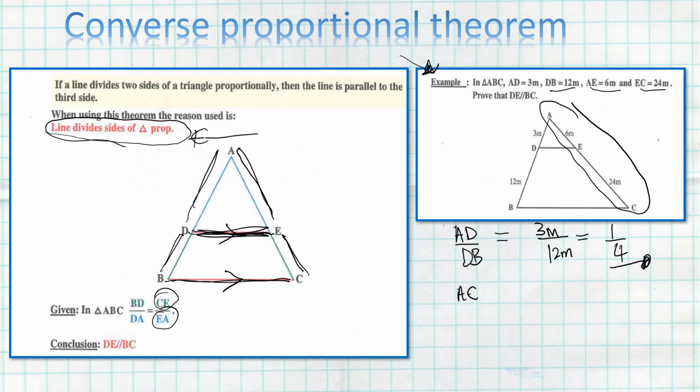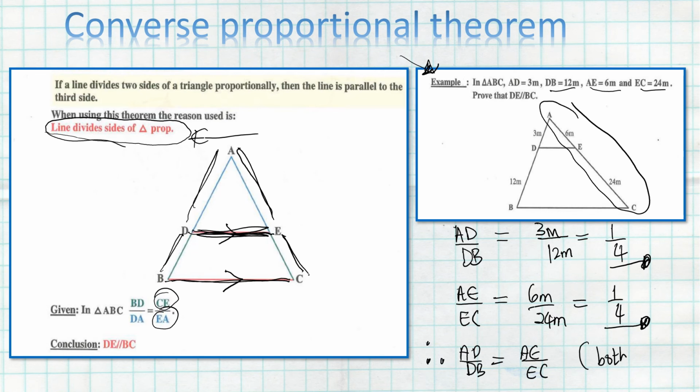So I'll say AE over what? Over EC. 6 meter over 24 meter. And also this is giving me what? 1 over 4. So I can conclude that therefore AD over DB is equal to AE over EC. Why? Because both of them are equal to 1 over 4.